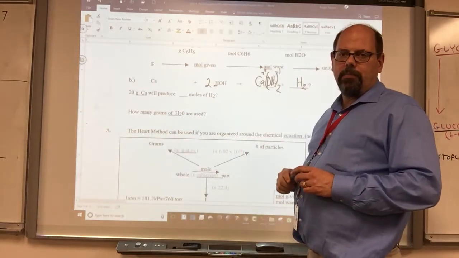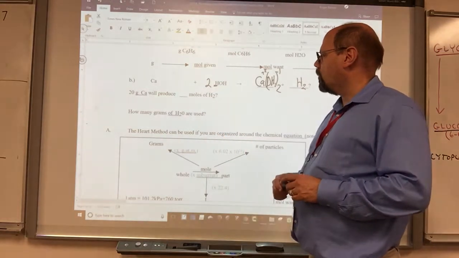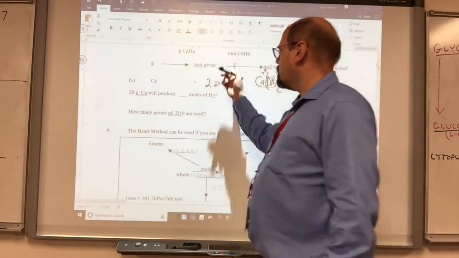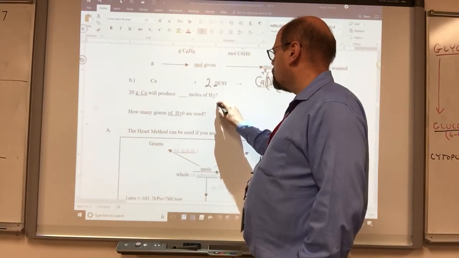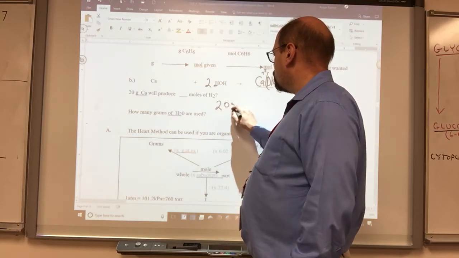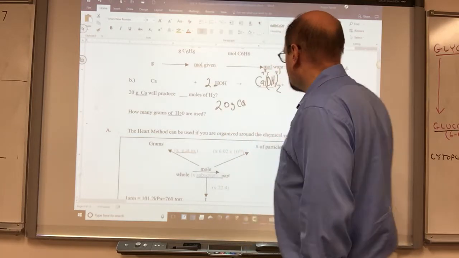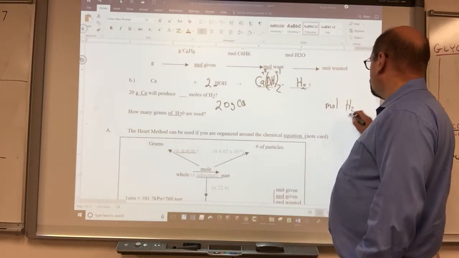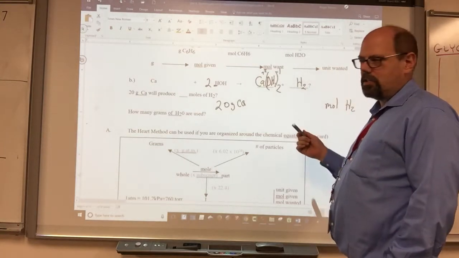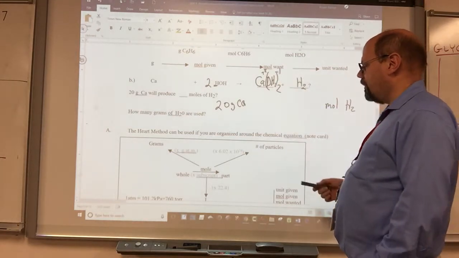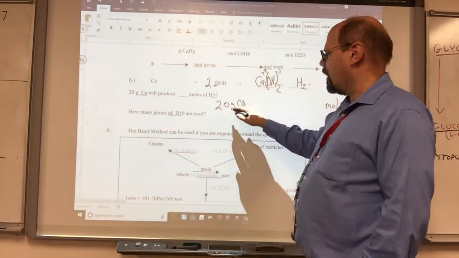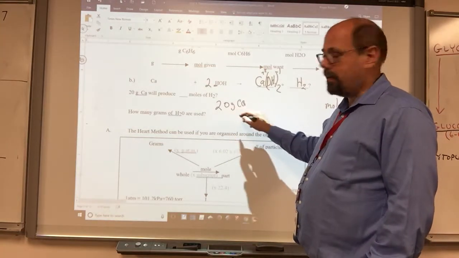If I have 20 grams of calcium, and I want to know how many moles of hydrogen are produced here, I'm going to do it the same way I just did up top. We're going to start with what's given. 20 grams of calcium. It's asking how many moles of hydrogen. This is nice because it's a little bit easier along the way. So I'm going to need a fraction, right? You're going to go from grams of given into what?